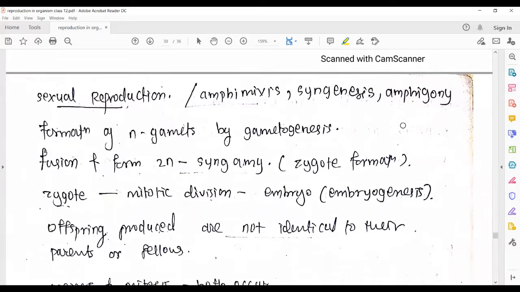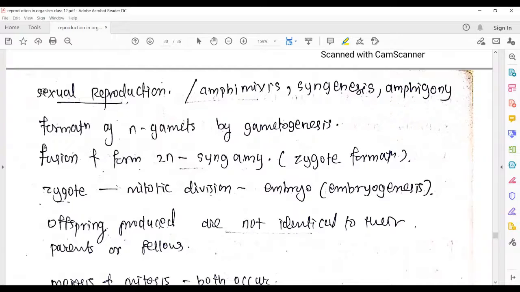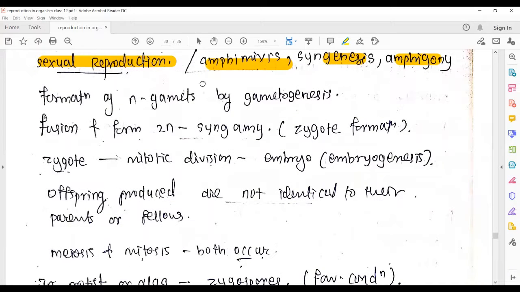Now we are entering into the sexual reproduction part. Asexual reproduction has been completely studied. Even the vegetative propagation is over. Now we are entering into sexual reproduction, which is also called amphimixis, syngenesis, amphigony. These are the different names given to you. So many terms are there. It involves the formation of haploid gametes by gametogenesis.